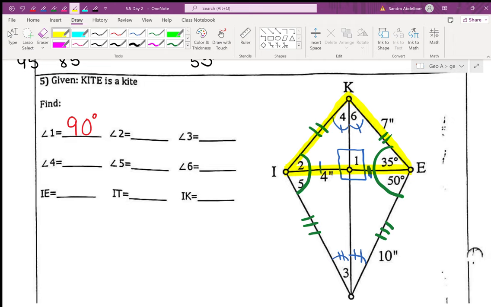In IKE, what kind of triangle is this? Isosceles. The legs are congruent. If the legs are congruent, what else is congruent? The base angles. So what does that mean for angle 2? 35 degrees. It's like everything we have ever learned is coming back.